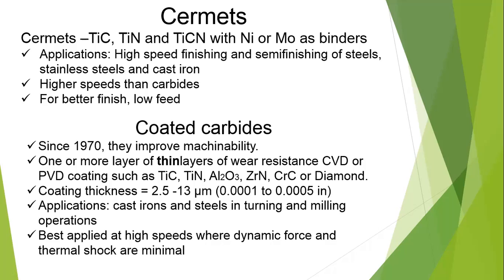Coated carbide. In the 1970s, they improved the machinability. Its composition: titanium carbide, titanium nitride, alumina, zirconium nitride, chromium carbide, and diamond. Coating thickness is 2.5 to 13 micrometers. Application: cast iron and steel in turning and milling operations. Best applied for high speed operation.